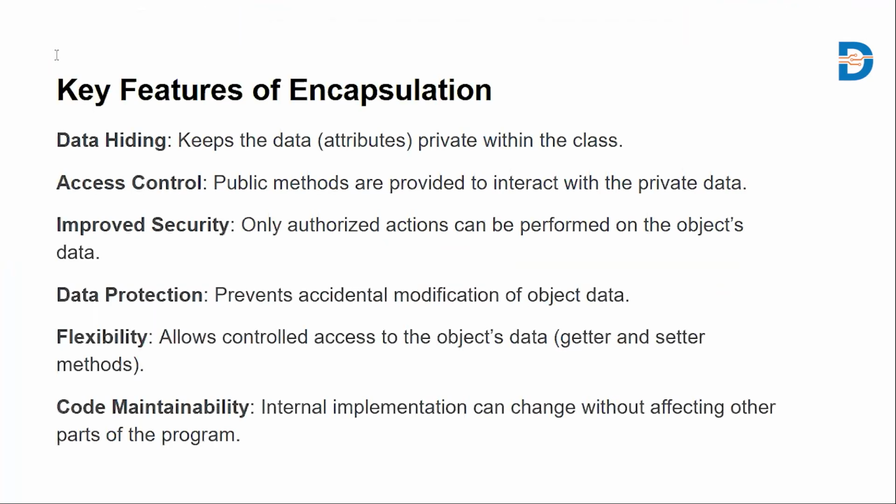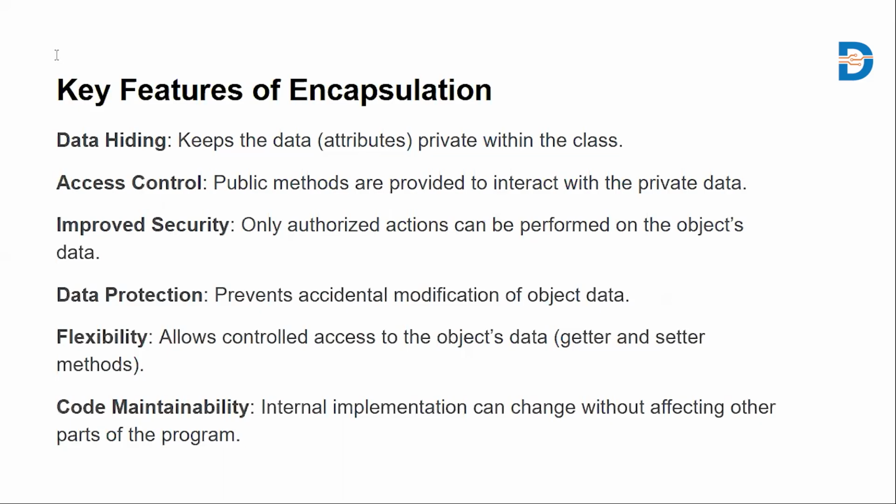Then we have the key features of encapsulation. The first key feature is data hiding. The object's internal data is hidden from direct access, and this prevents accidental modification and ensures that only controlled interactions happen.